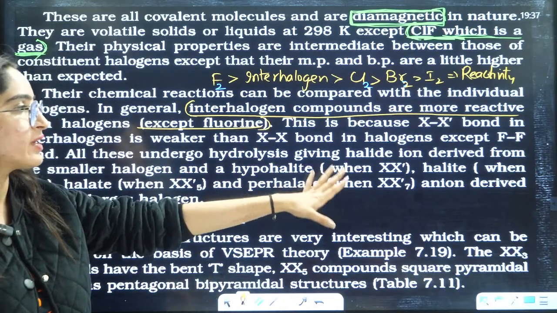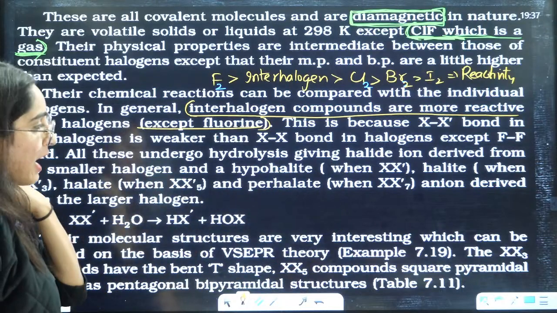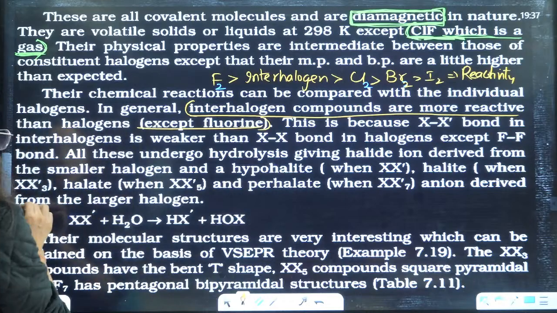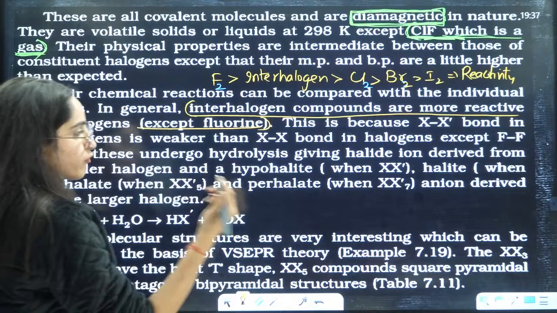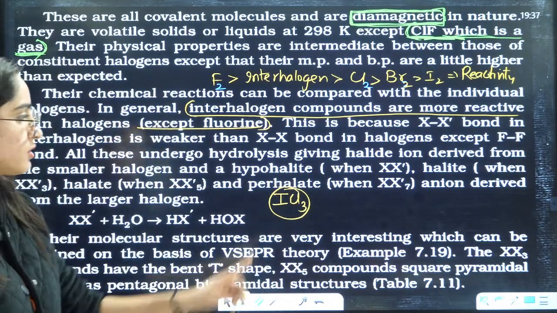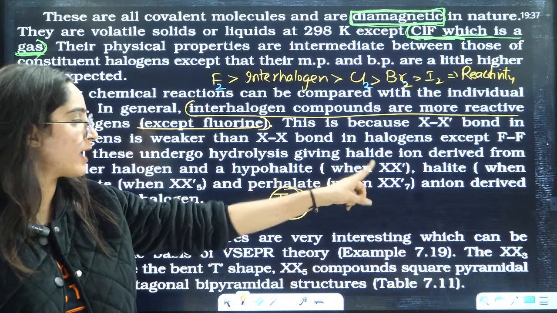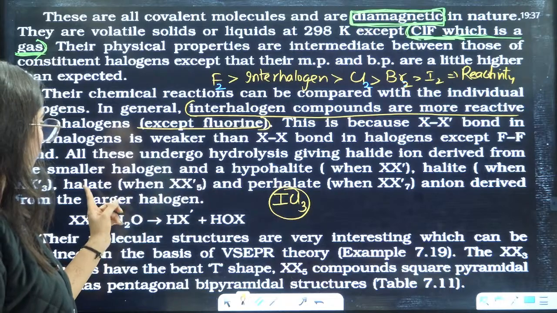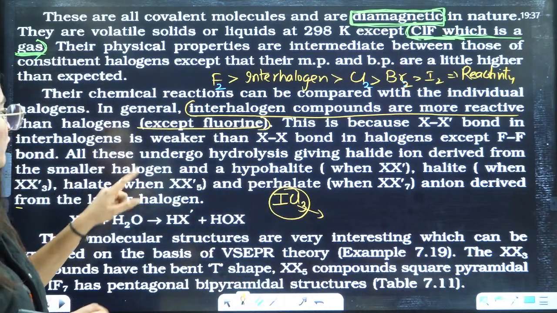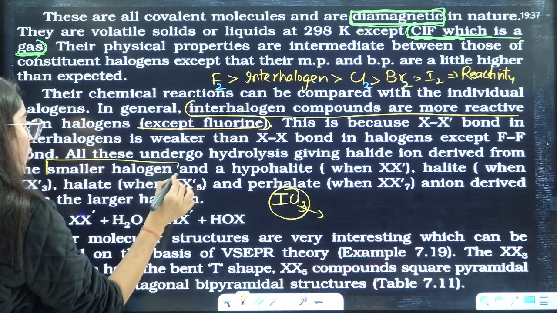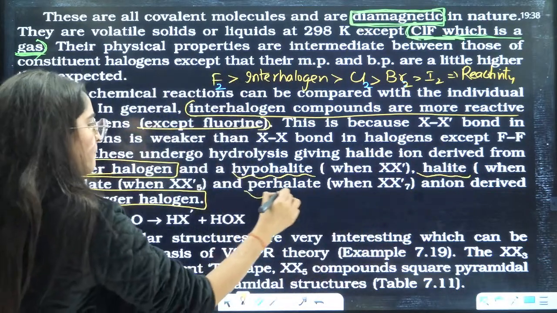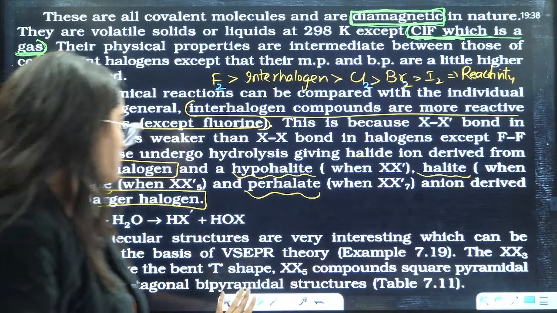All these undergo hydrolysis, giving a halide ion derived from the smaller halogen, and a hypohalite, halite, halate or perhalate ion derived from the larger halogen. For example, ICl3. Now, which is larger? Iodine. So iodine will form the hypohalite, halite, halate or perhalate, but chlorine is smaller here, so it will form the halide. It is important that the smaller one will form the halide and the larger atom will form any of these: hypohalite, halite, halate or perhalate.